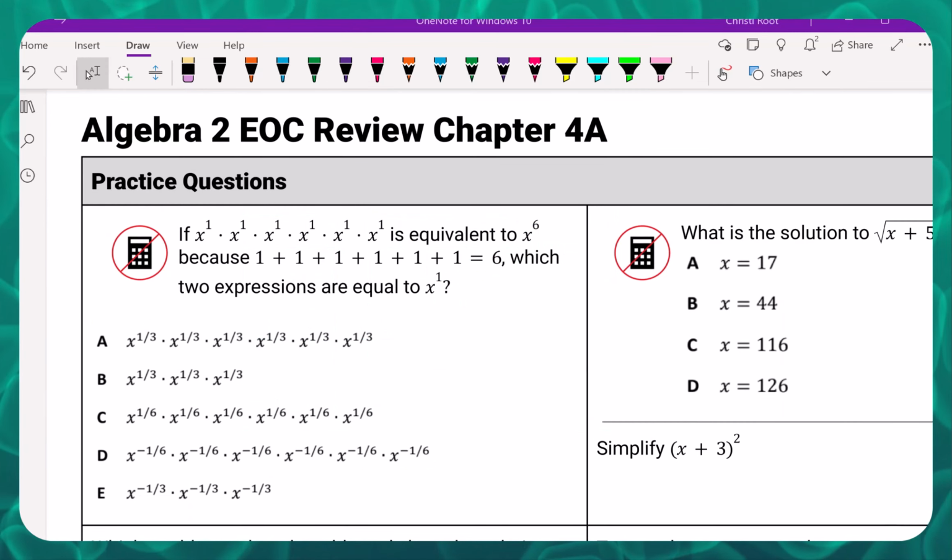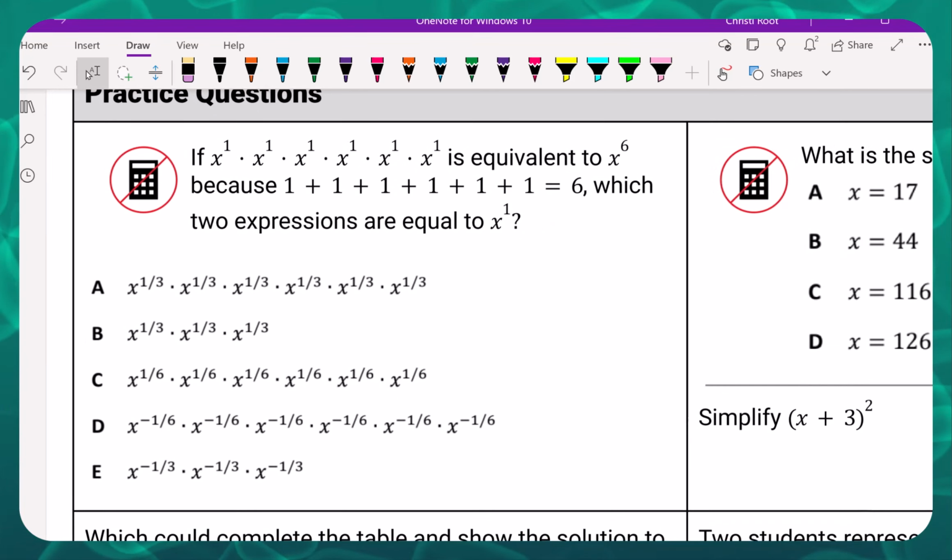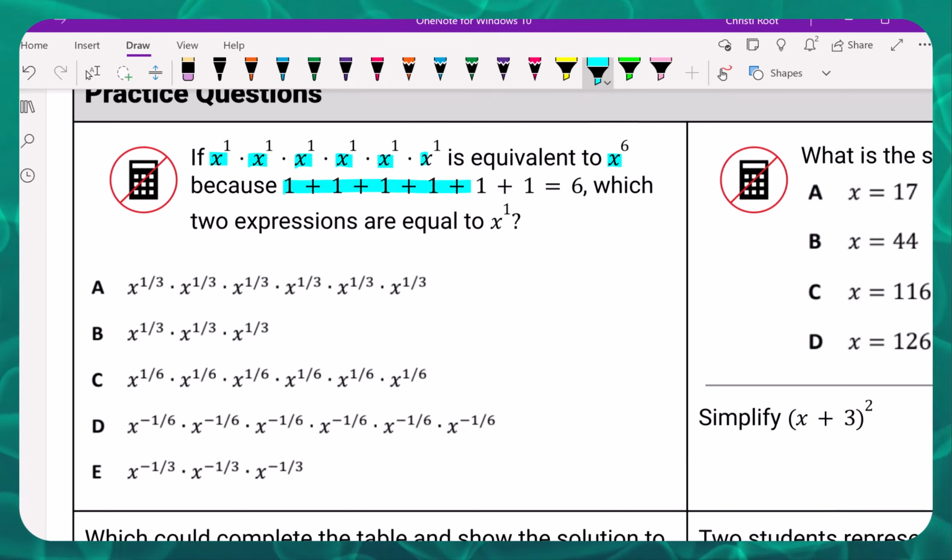Now let's take a look at some practice problems. These top two are ones that you are not allowed to use a calculator on. So what you've got to do is recognize that we are using one of our exponent rules. If you are multiplying the same base, you are supposed to add the exponents. So you've got 1 plus 1 plus 1 plus 1 plus 1 plus 1 gives you x to the power of 6. So basically it's like add the exponents, that's going to be your final exponent.